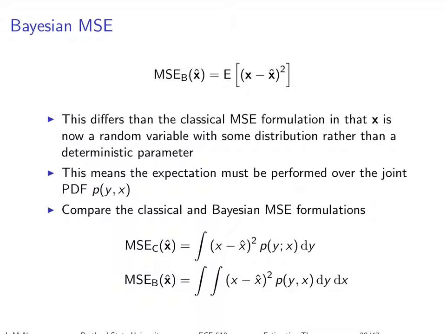In the classical sense, you're treating X as a parameter. It's not a random variable. So when you're calculating the mean squared error as some type of expectation, in the classical case, this expectation is only taken over the random variable Y, because that's the only thing that's random. X isn't random. But in the Bayesian framework, you're actually taking this expectation over the joint distribution of both X and Y. And so there end up being two integrals there instead of one.